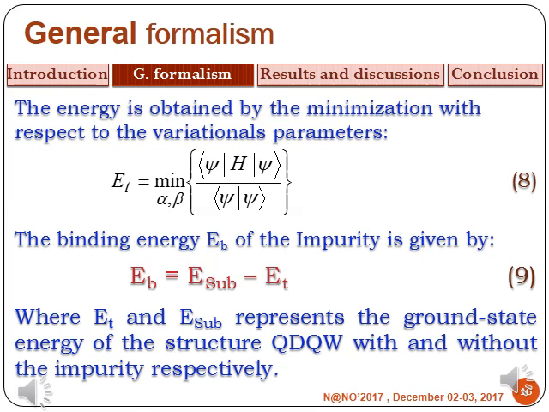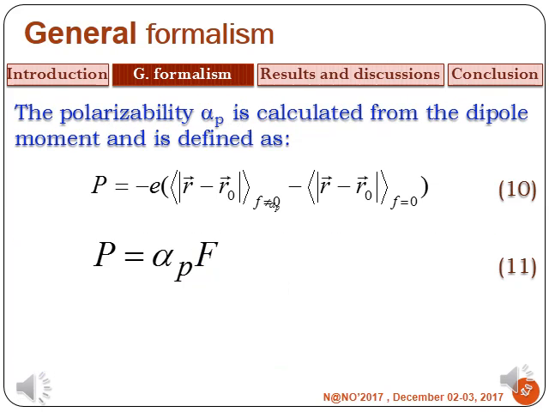The energy is obtained by minimization with respect to the variational parameters. The binding energy Eb of the impurity is given by expression number 9, where E_T and E_0 represent the ground state energy of the quantum dot quantum well structure with and without the impurity respectively. The polarizability is calculated from the dipole moment and defined as in expressions 10 and 11, where P is the difference of the average value of z in the presence and absence of the electric field.